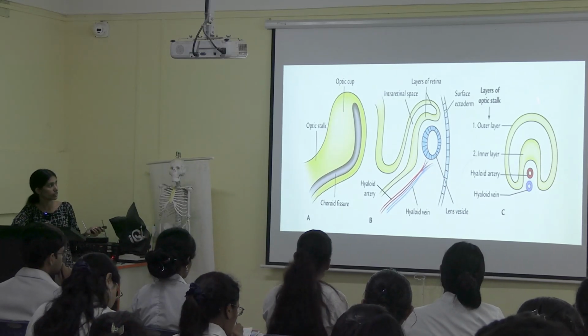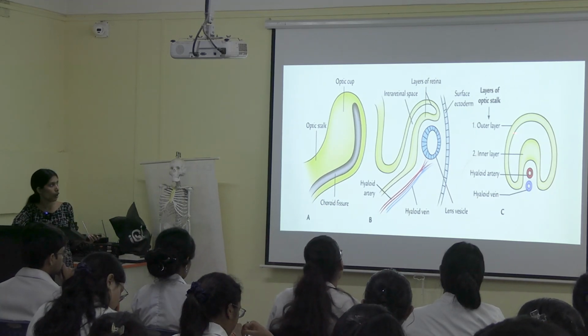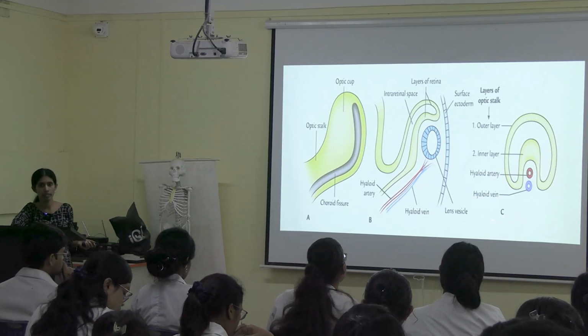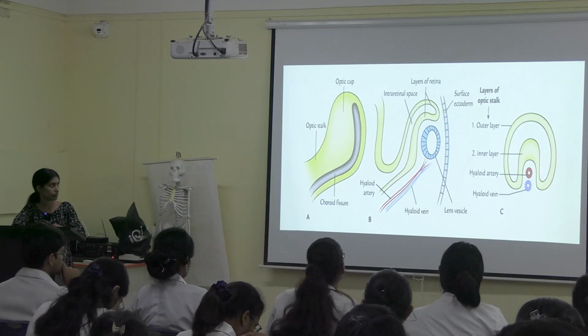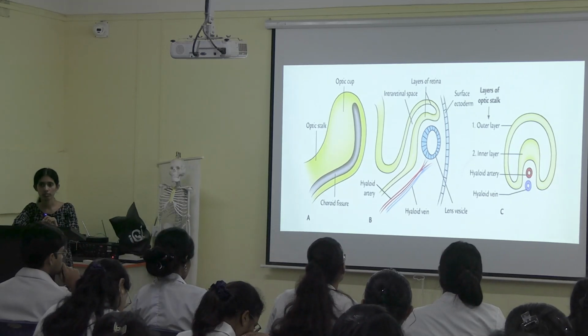Later, this is the structure from above to below. We can see the outer layer, inner layer, hyaloid artery and hyaloid vein part. Okay. Any doubts in this?